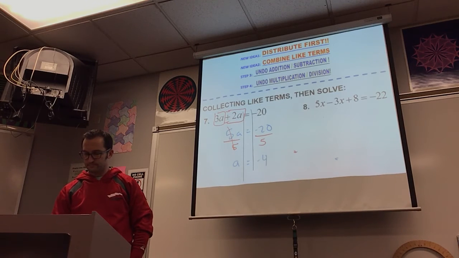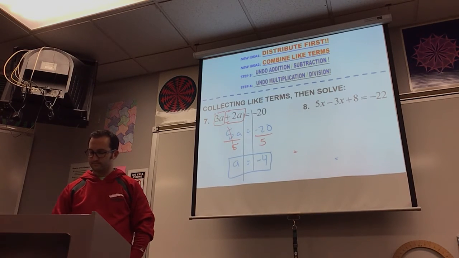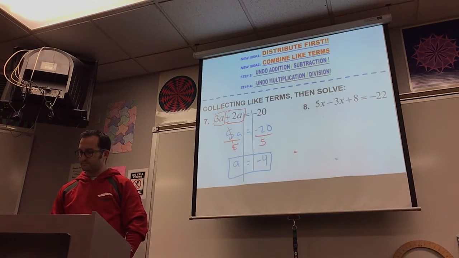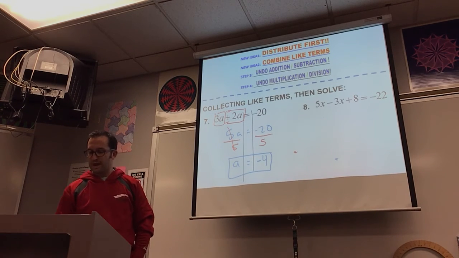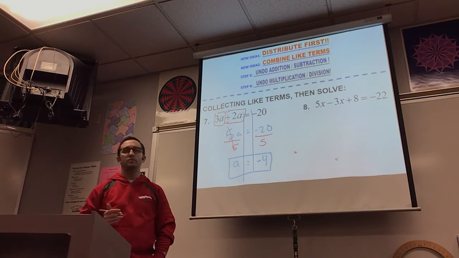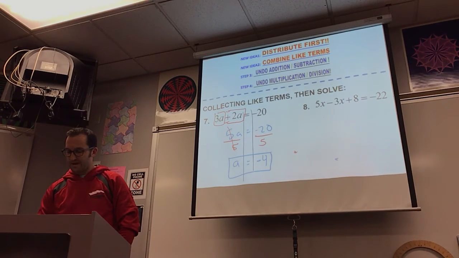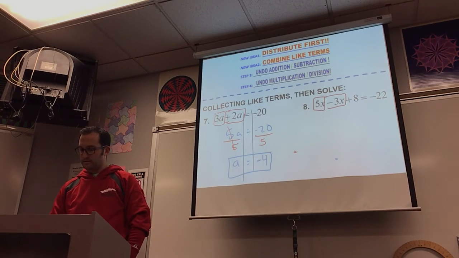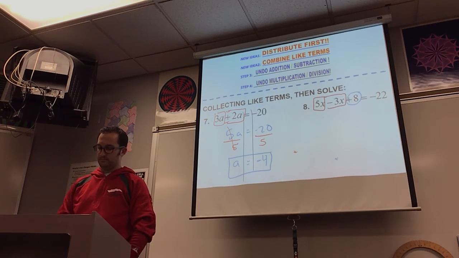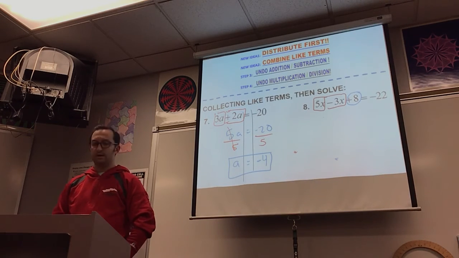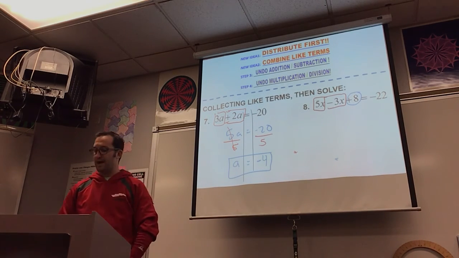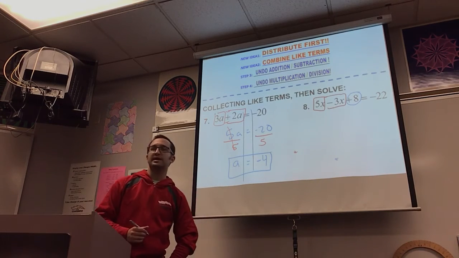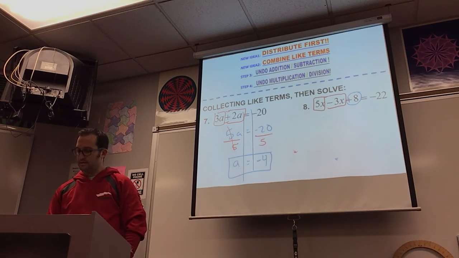So now I took 3A plus 2A, which gives me 5A. Now on number 8, we need to use the shape method, right? So 5x, negative 3x, positive 8 gets its own shape. And now what we have to do is just write down what we have. 5x and negative 3x gives me 2x plus 8 equals negative 22.